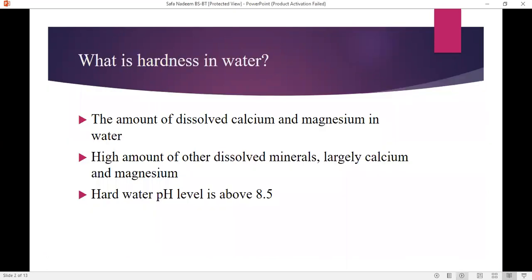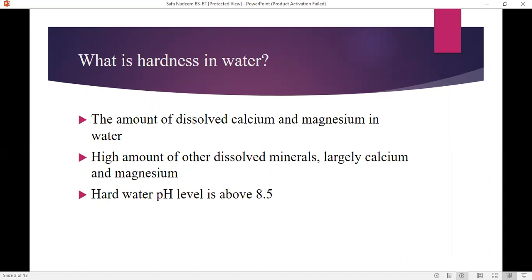What is hardness in water? Hardness in water can be defined as the amount of calcium and magnesium in water. In addition, a high amount of other minerals are also dissolved in water, but the quantity of calcium and magnesium is higher than those minerals. The pH of hard water is about 8.5.